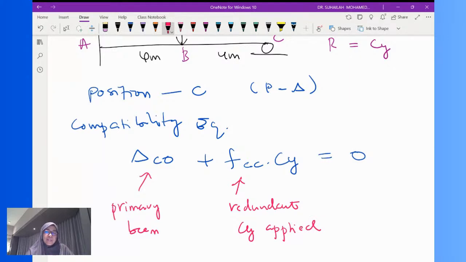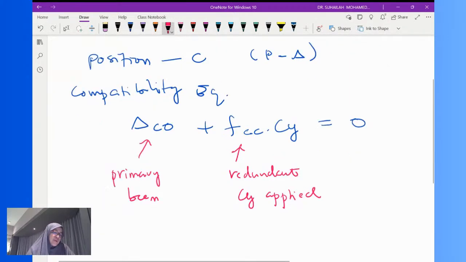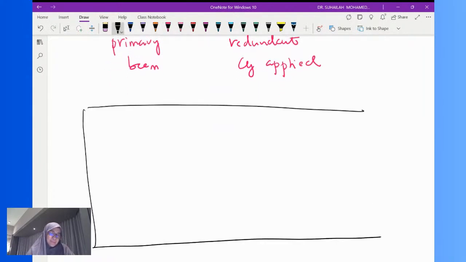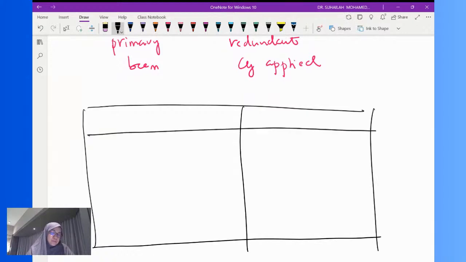So we have two determinate beams to be analyzed. Both are determinate beams, and it is the cantilever beam because we remove the roller at C. So for the primary beam and for redundant CY applied.